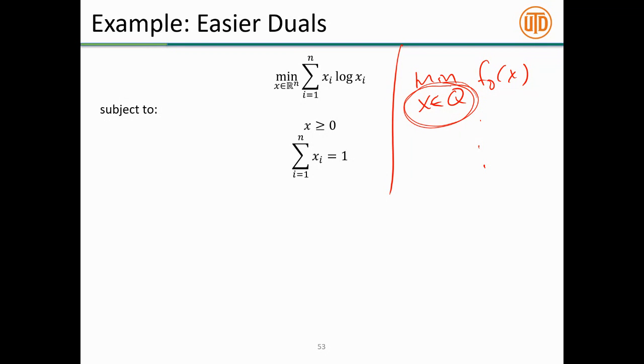So here's an example of what I would mean. Here we have a problem with n variables and n+1 constraints. There's one constraint for each of the x's has to be greater than or equal to 0, and a constraint that says the sum over the x's has to be equal to 1.